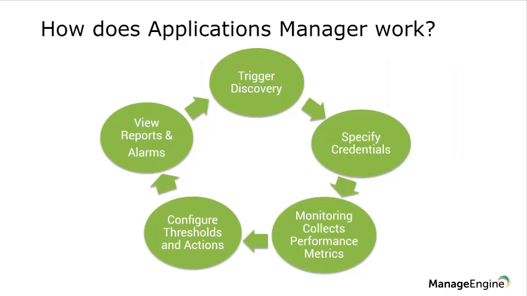How does Application Manager work? First, we need to trigger the discovery, and in order to trigger the discovery, we need to specify the credential. Once the credential is specified, Application Manager will connect to the remote source and collect the performance metrics. Based upon the KPI that you want to monitor, configure threshold and action based on it. Once the threshold and action are set and an alarm is generated, reports can be pulled out.